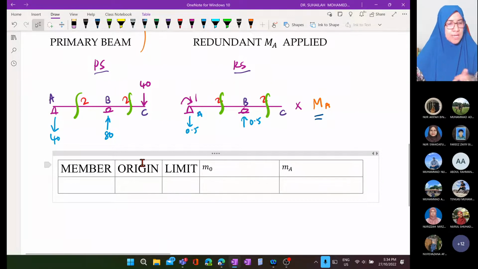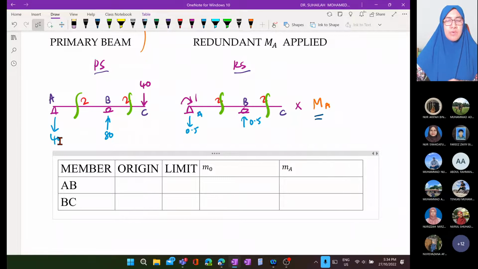Okay, so we have two cutting sections. We have AB and we have BC. We have to list all cutting sections. For AB, the origin is A, so X starts from A. For cutting section number 2, BC, the origin is C. Choose the shortest section. When we choose C as origin for section BC, it is the shortest.